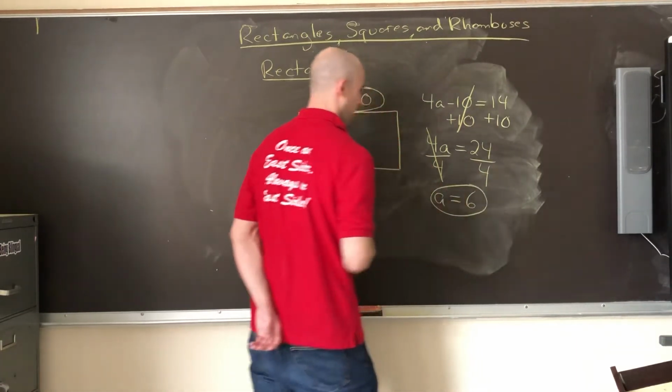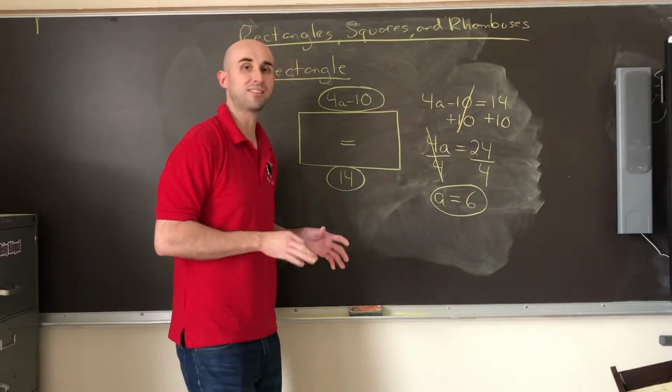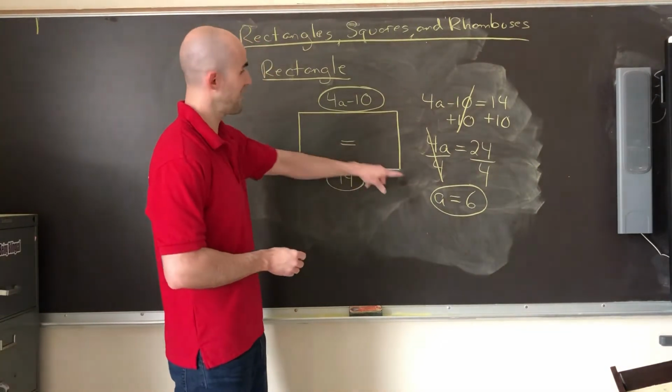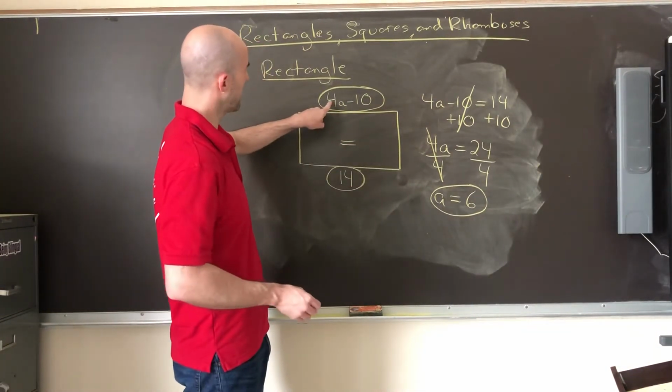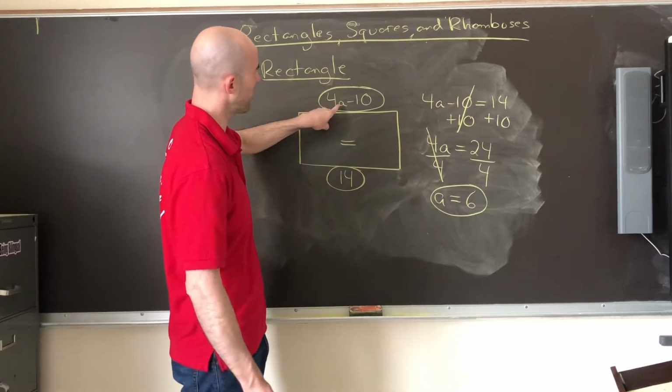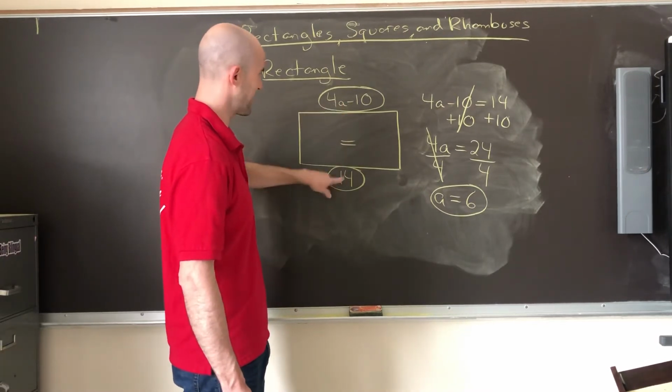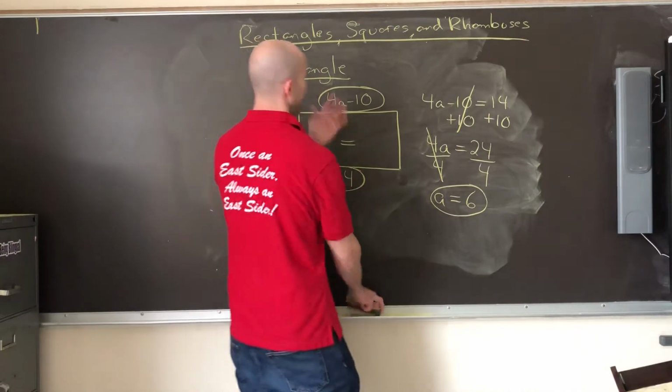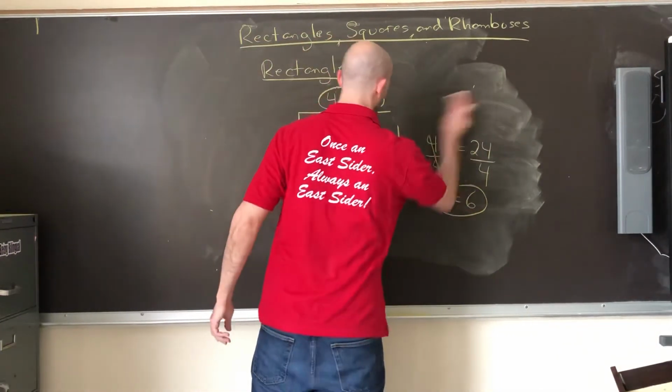And there's our answer, right? We're not saying that the side is 6, we're saying that a is 6. Because now if we wanted to substitute a, we can do 4 times 6, which is 24. 24 minus 10 is 14. Same thing. Again, it's that idea of applying the properties of what we're doing.